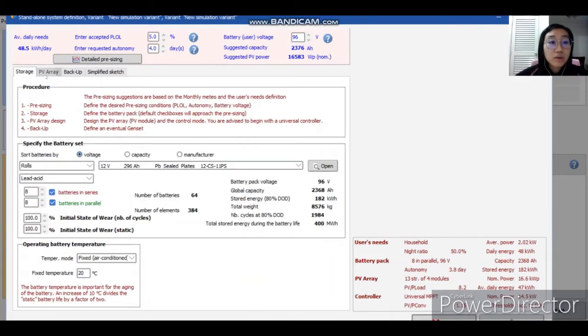And in this storage, we set the specific battery set, and we are going to use the 12 volt 296 Ah, meaning 296 amp hours, which uses the PV cell plates, which is Tel CF11 PS. This means how many amps the battery will deliver in 1 hour. And after setting this, we get that we need 8 batteries in series and also 8 batteries in parallel. The number of batteries we use is 64, and the number of elements is 384.